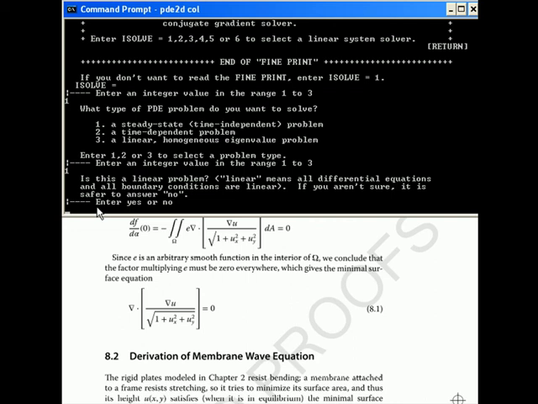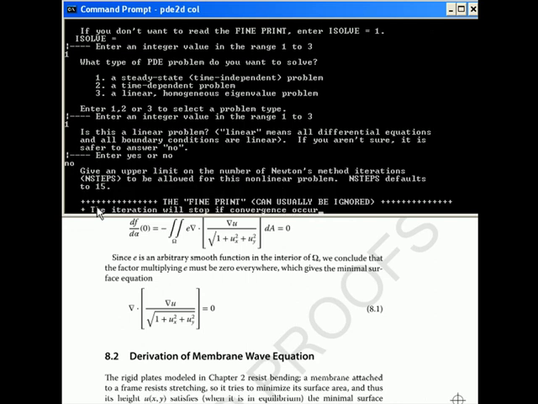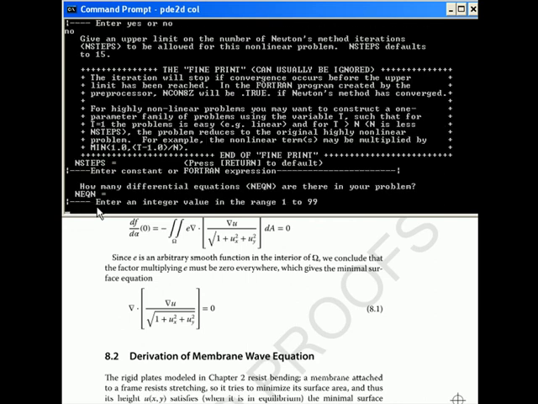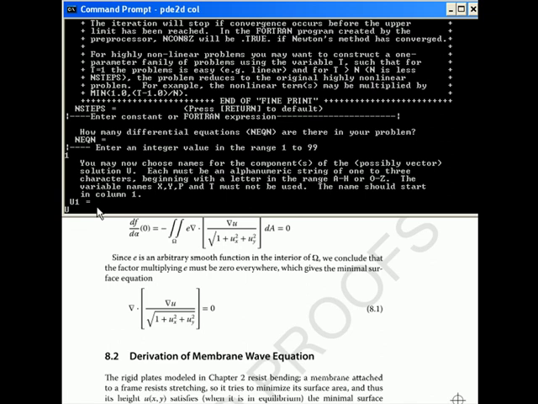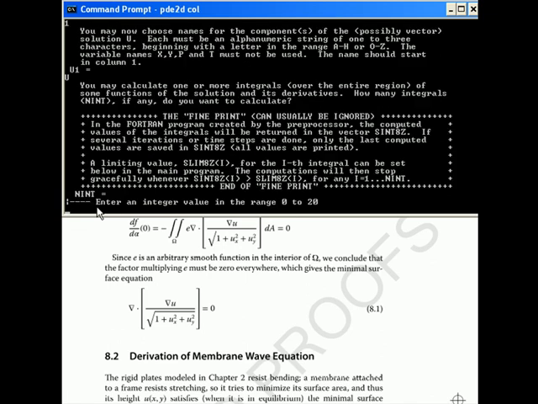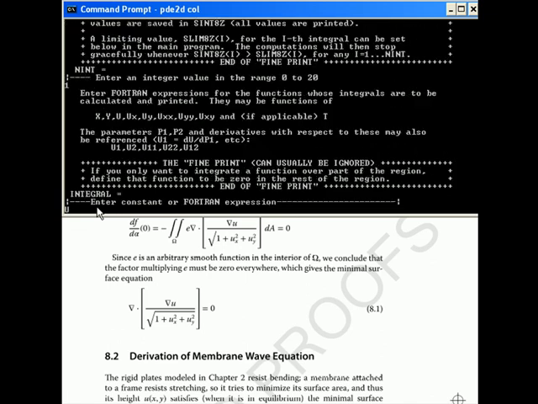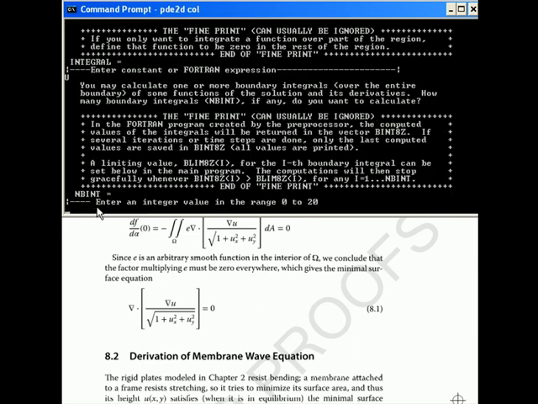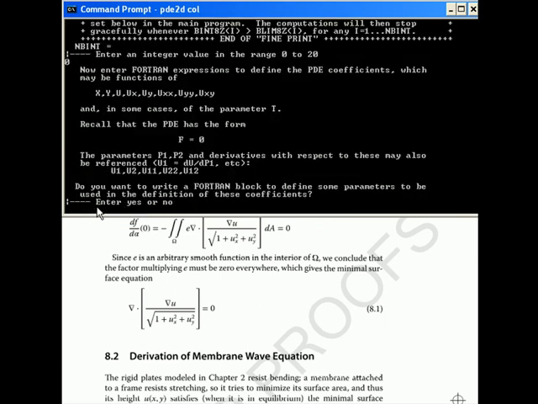Steady state, not linear. Do 15 steps. One equation, let's call the unknown u again. Let's integrate u, see if we get the same answer.